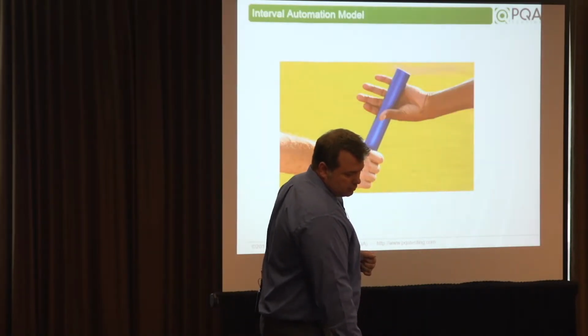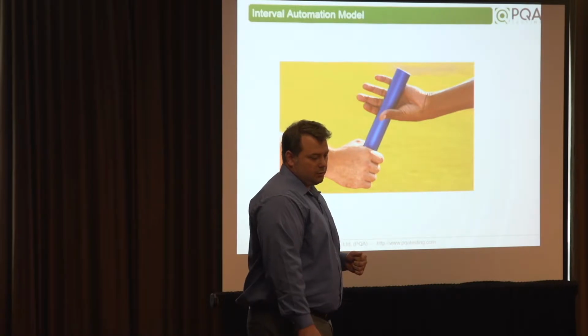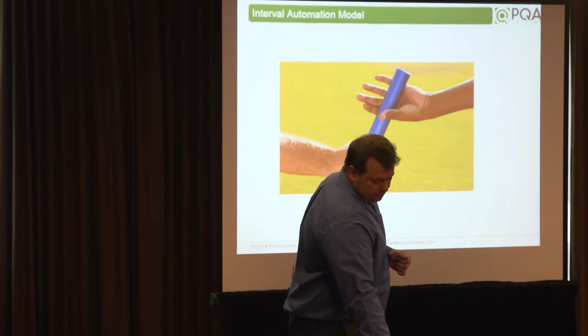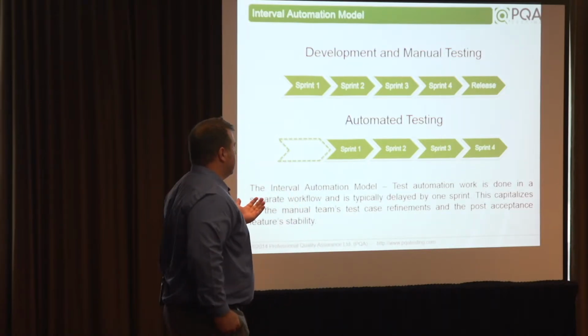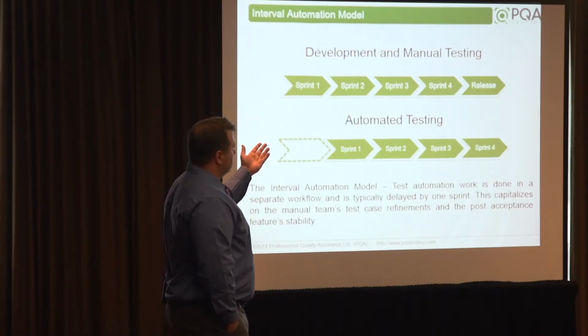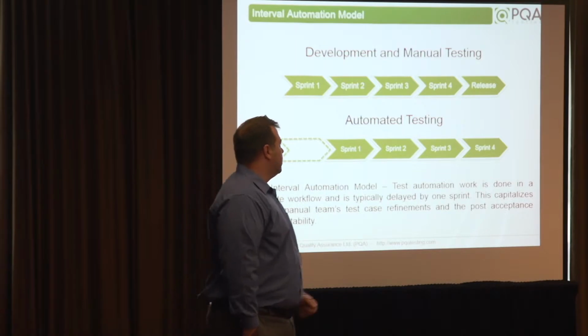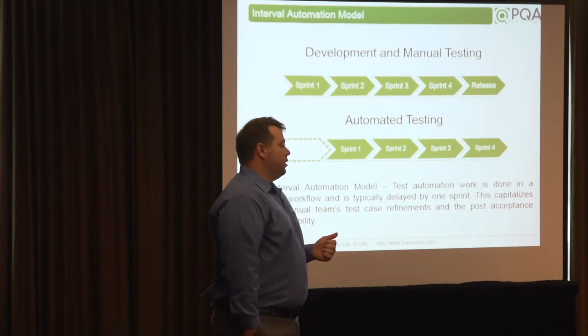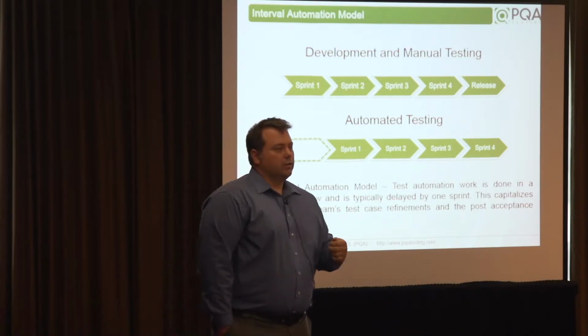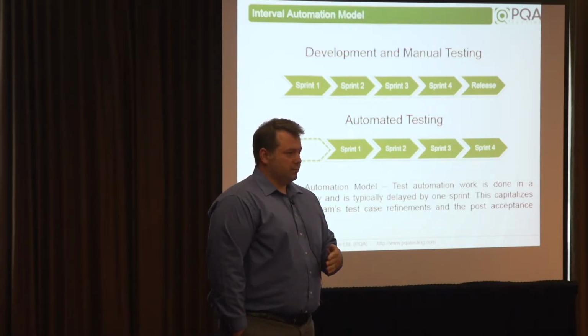The next model is the interval automation model. And that's pretty straightforward. In the track above, the development and manual testing team are working on the current sprint. In the track below, there's an automation team working one or more than one sprint behind, okay?